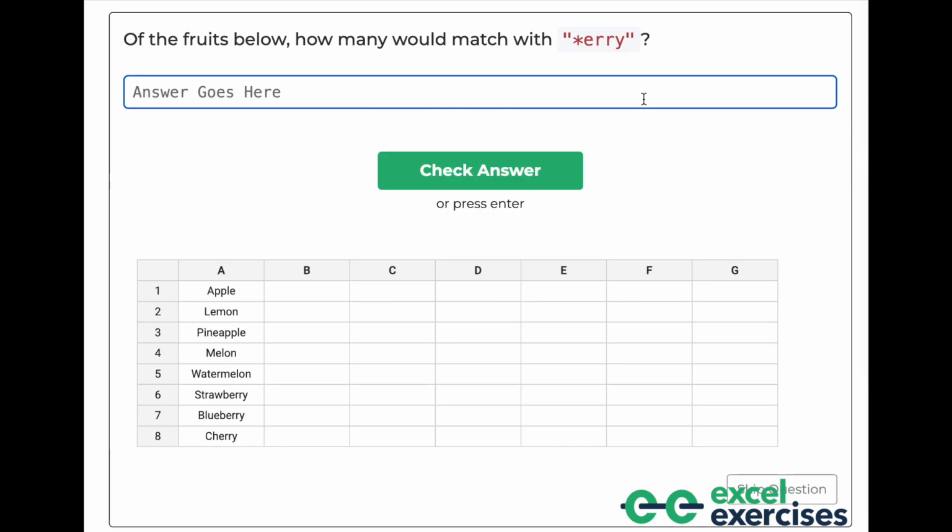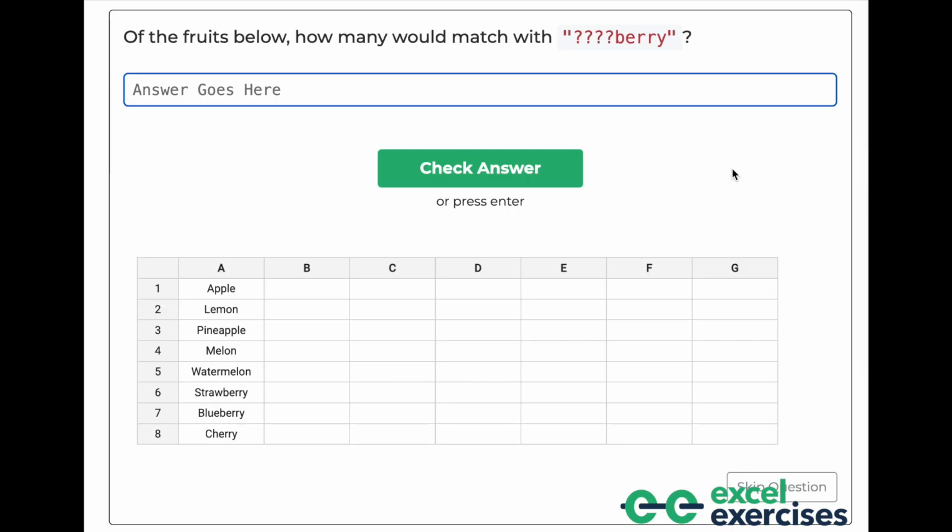And then of the fruits below, how many would match with this pattern? This looks like the last one, except it doesn't have the B. It's anything that ends in ERRY. So we have strawberry, blueberry. Also, cherry matches this pattern because it ends in ERRY. Regardless of what comes before the ERRY, we have 3 that end with ERRY.